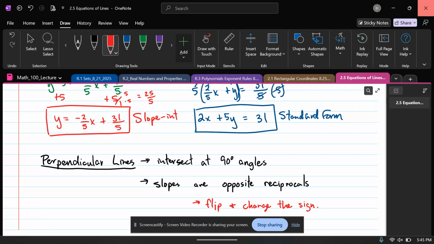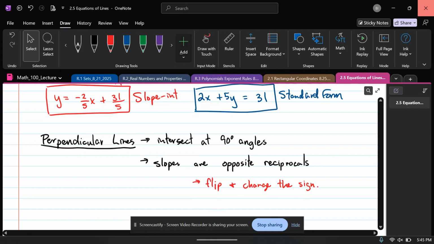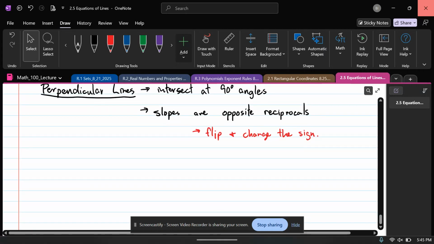So if you had a slope that was positive 2/3, which would be going up and to the right, the reciprocal of that would be flip it over. So that 2/3 flipped over becomes 3/2, but then I have to change the sign so that it becomes perpendicular. So they're always going to be opposite signs, but flip them over. Flip and change the sign. Okay, so let's get us an example of that. This is the last example of this section, just so you know.